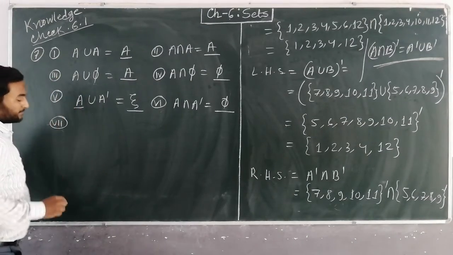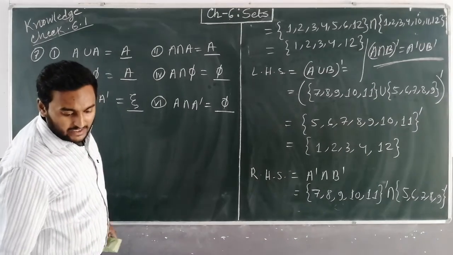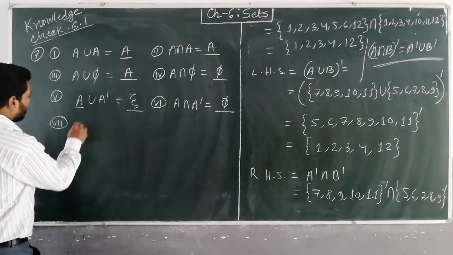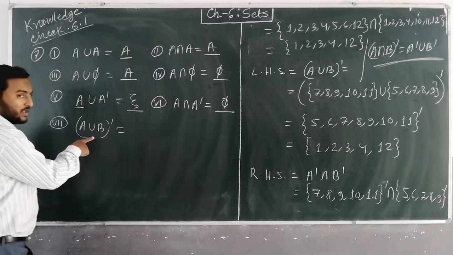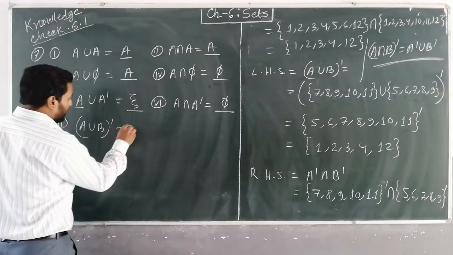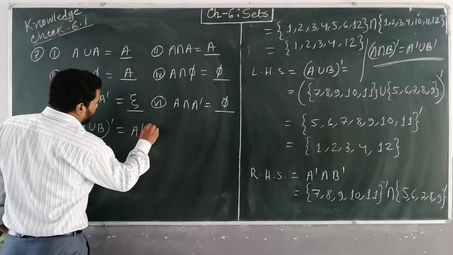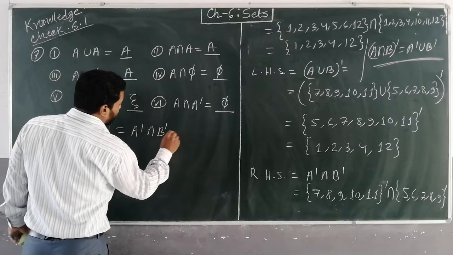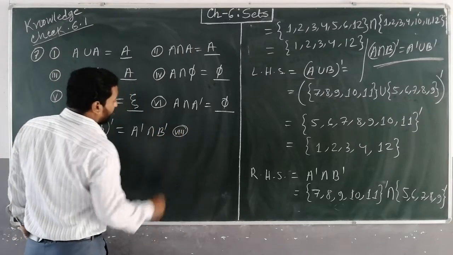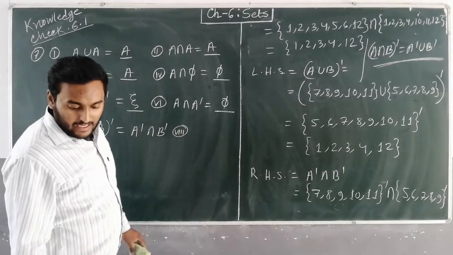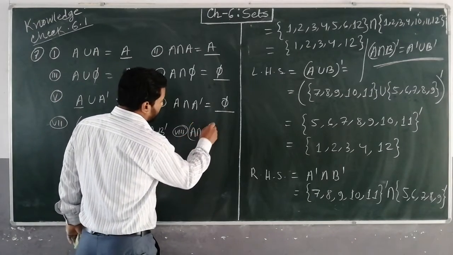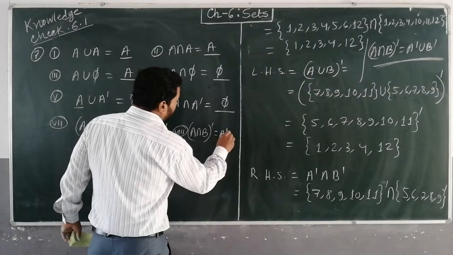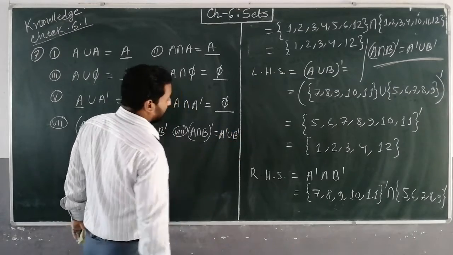Now seventh part. It is given A union B complement. This is De Morgan's law, the first De Morgan's law. So it will be A complement intersection B complement. And the eighth part, A intersection B complement. This is the second De Morgan law. So it will be A complement union B complement.